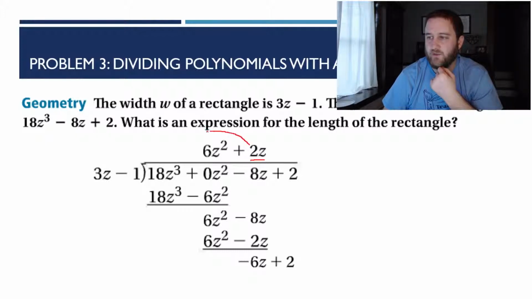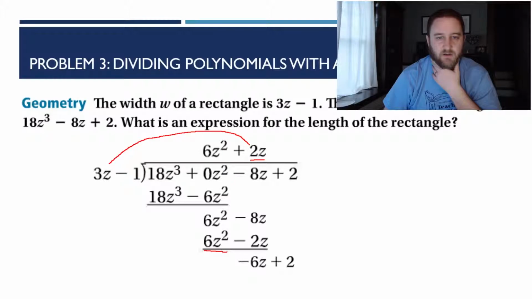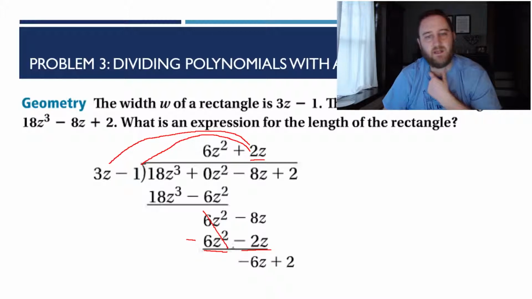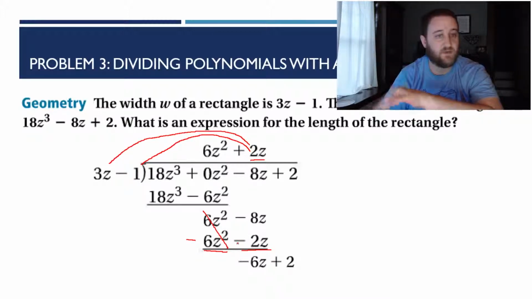Now we're going to distribute again. 2z times 3z is 6z squared. 2z times negative 1 is negative 2z. And now we want to subtract. These cancel out. Negative 8z minus a negative 2z, same as plus a positive 2z, so negative 8z plus 2z is negative 6z, and then drop down our 2.